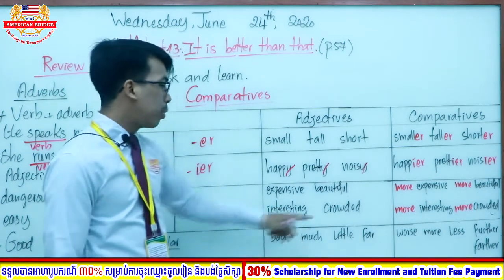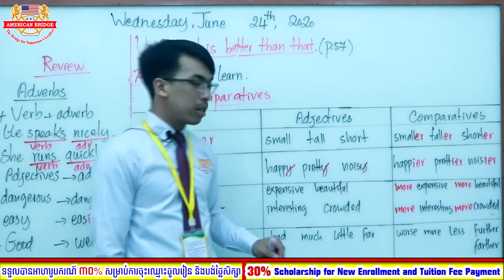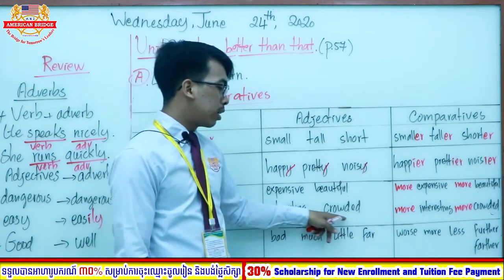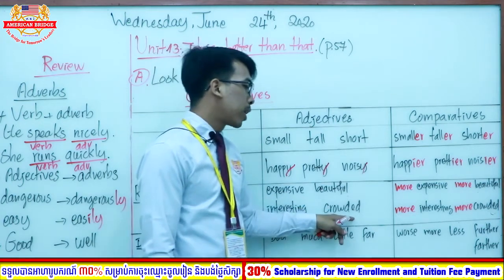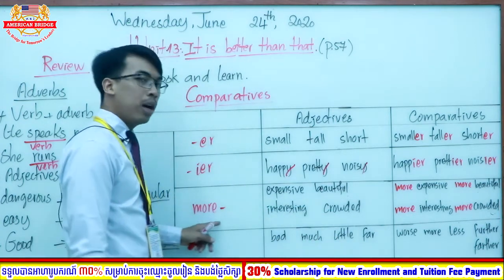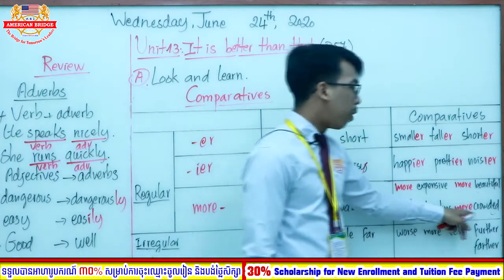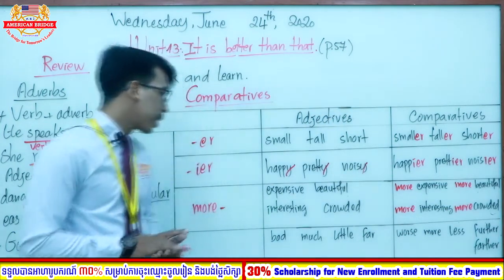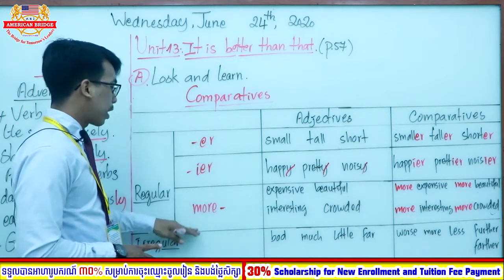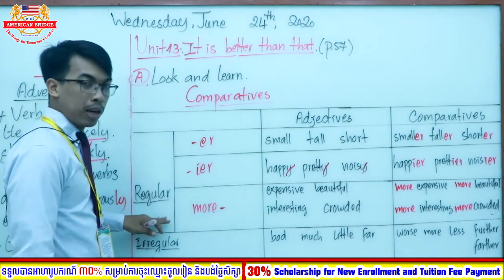Good. So move on to the last one. Crowded. So 2 syllables, right? Crowded. So we just add more and then it becomes more crowded. All right? More crowded. Good. So teacher believes that you can catch up well, okay, about the regular.